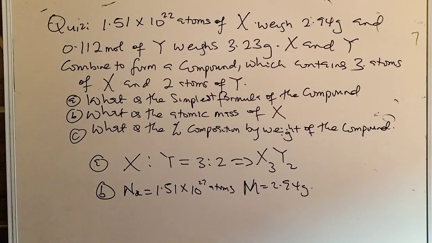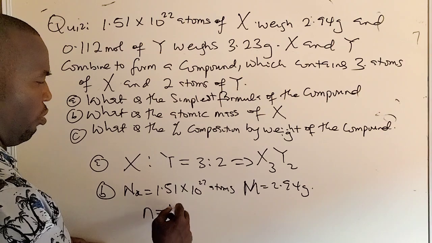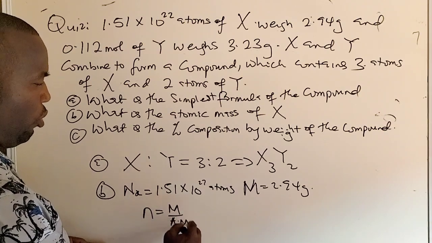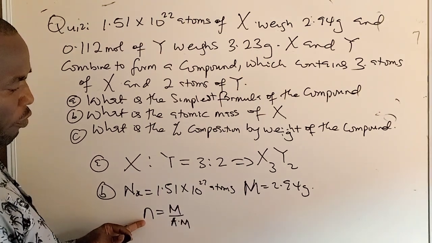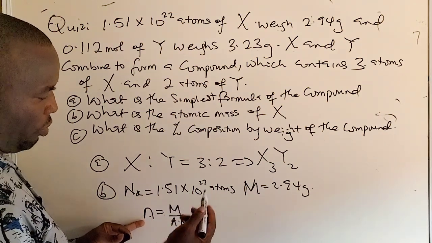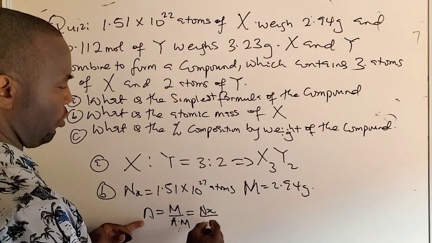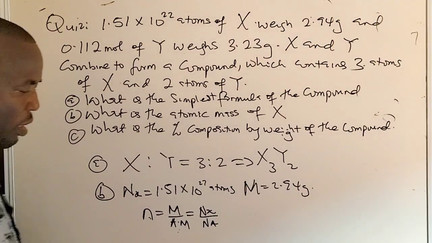We know that mole is given by mass over atomic mass. We don't know the mole, and we're looking for atomic mass, so you cannot look for 2 things in the equation. Also remember I told you that the same mole is given by number of atoms over Avogadro's constant. So you can see that.